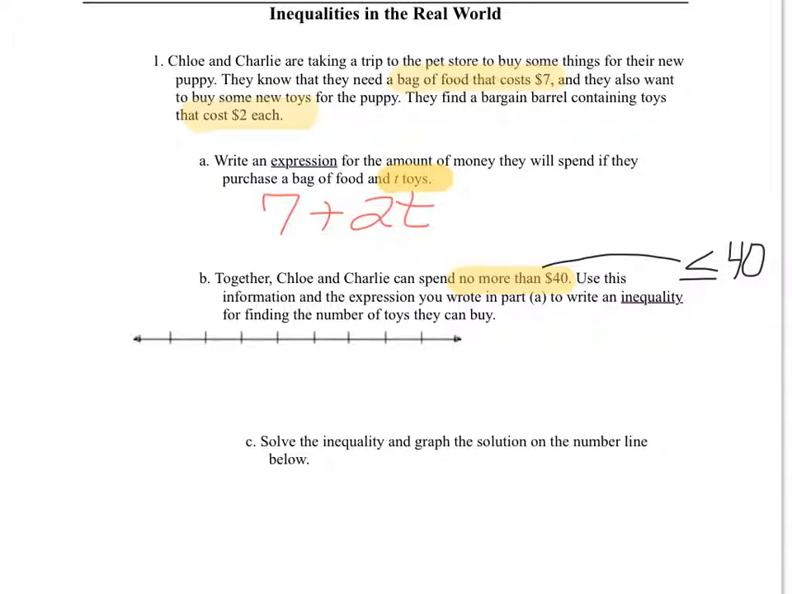Okay, so those are the questions you have to ask yourself when you see those words. Can they spend less than that? Can they spend more than that? Can they spend that amount? Okay, use this information and the expression you wrote in part A to write an inequality for finding the number of toys they can buy. So we're taking this and this and putting them together. Okay, so we're going to have 7 plus 2t is less than or equal to 40.